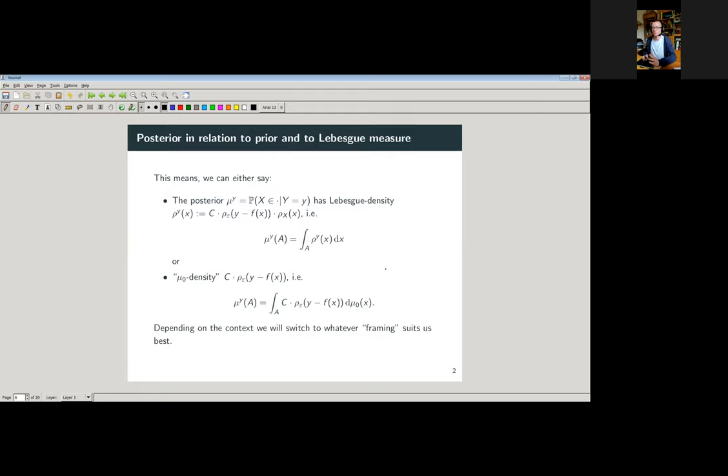Good. So sometimes we look at the posterior as having a Lebesgue density, and sometimes we think about this posterior as having a density with respect to the prior. Those are the two ways of looking at the posterior, and sometimes one is easier and sometimes the other is easier. It depends on the context, and especially in infinite dimensions, this is the only thing that we can do. Because in infinite dimensions, there is no such thing as Lebesgue measure, and then we need to be able to express the posterior in terms of the prior. So again, stop me anytime.